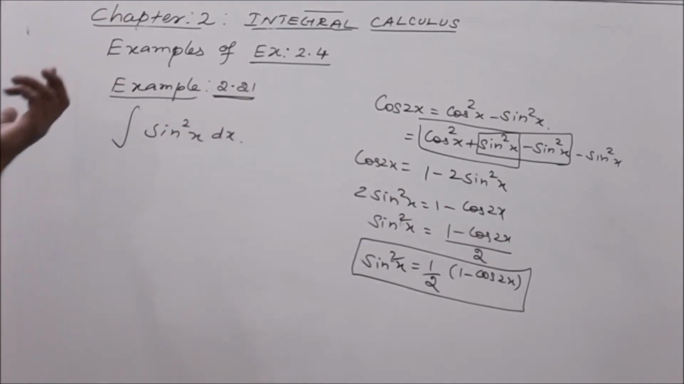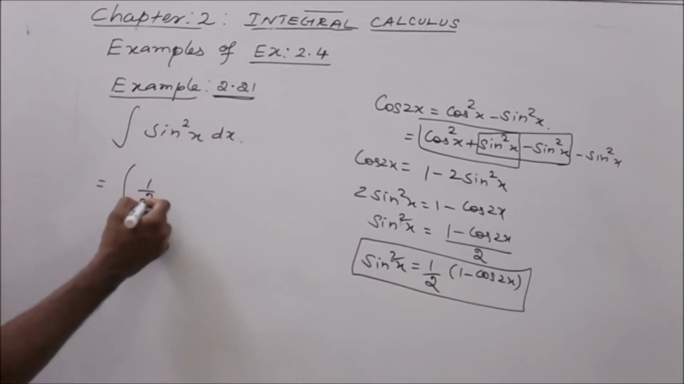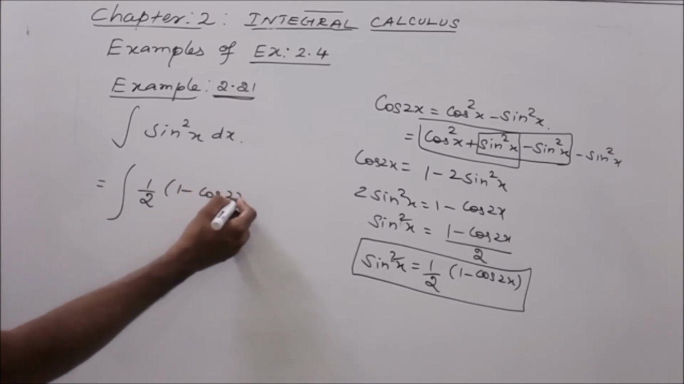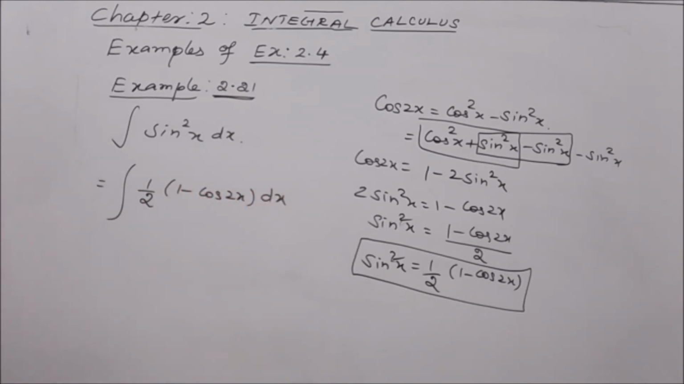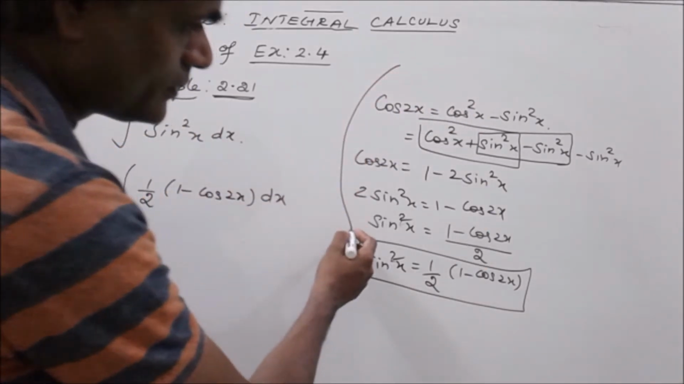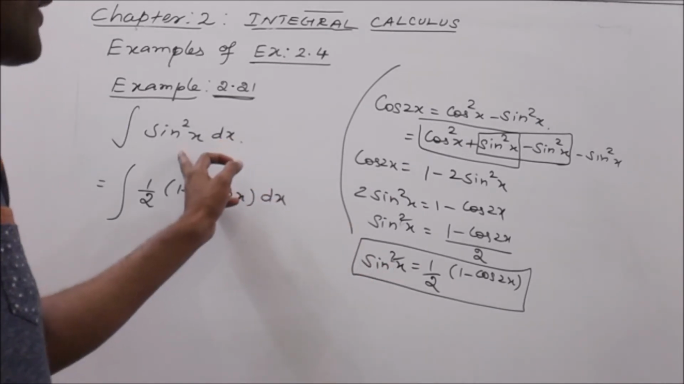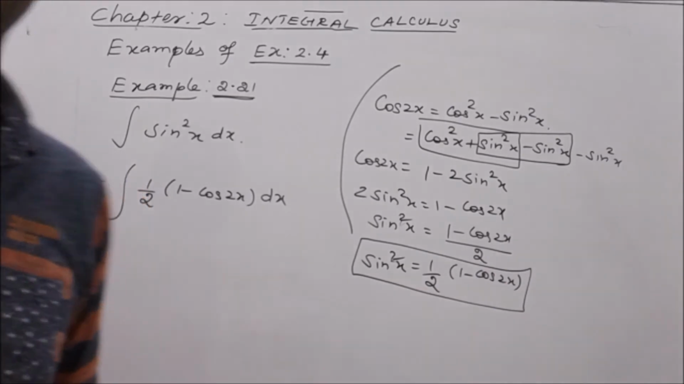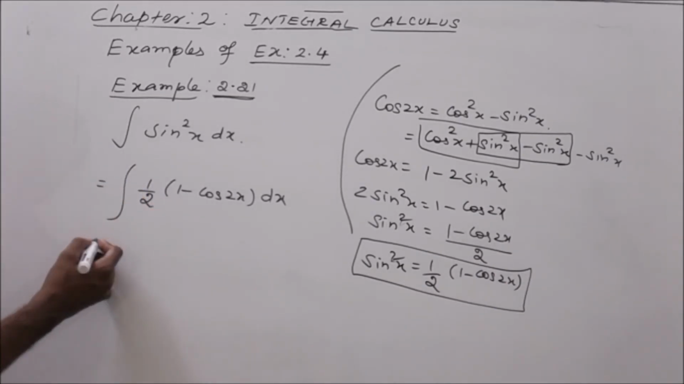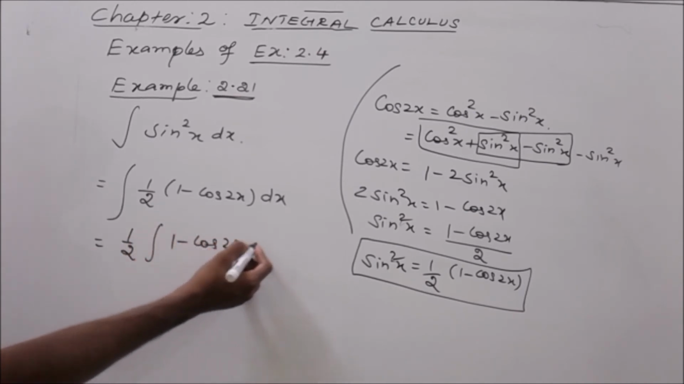So substitute directly here. That is the integral of sin square x as 1 by 2 into 1 minus cos 2x dx. Anyway, substitute directly here. You need not show all these steps. I derived it for your better understanding. That's all. But you can go directly: sin square x is equal to 1 by 2 into 1 minus cos 2x here. Then 1 by 2 into the integral of 1 minus cos 2x dx.